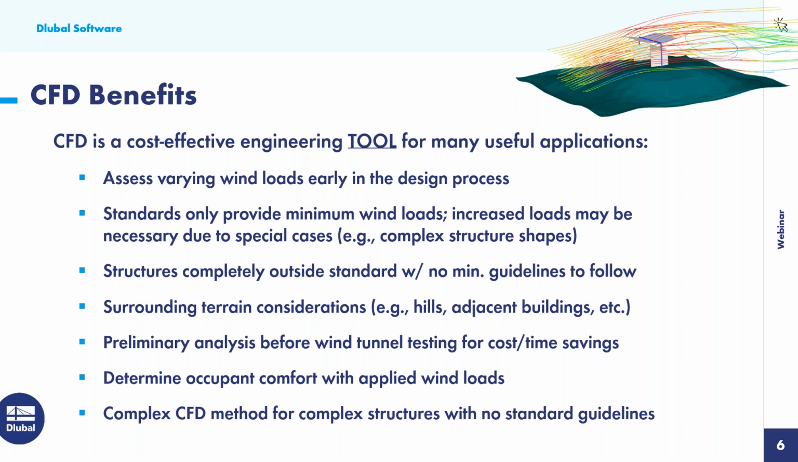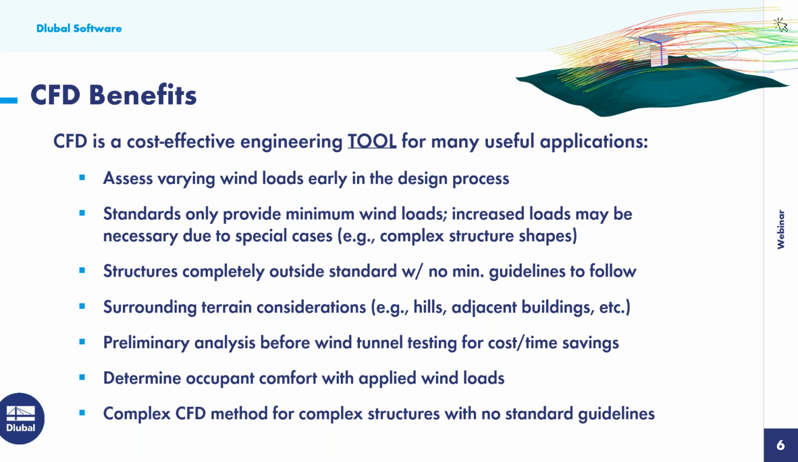Now, for very complex and irregular structures, of course, the ASCE 7 says that we must run a wind tunnel test. Well, we can use a program like RWIND as a preliminary analysis before we move on to the true wind tunnel test. And you can imagine that that's going to be a huge cost and time savings if we're able to run the preliminary analysis, maybe adjust our structure if it's very over-designed or under-designed, before we move to a true wind tunnel test. We also can use CFD to determine occupant comfort with applied wind loads. So is this structure sufficient enough to not impact occupants that are inside?